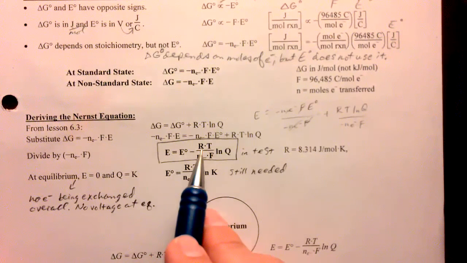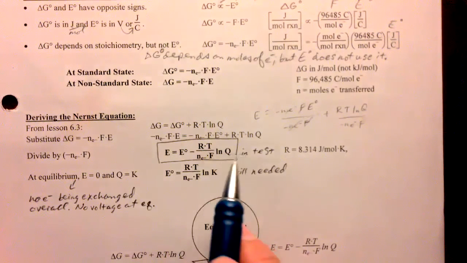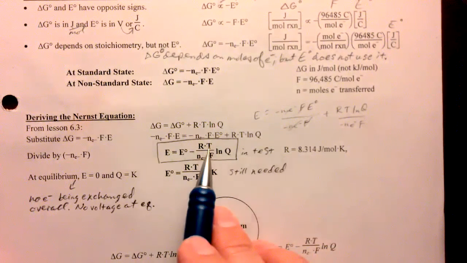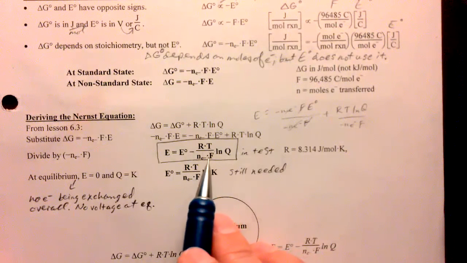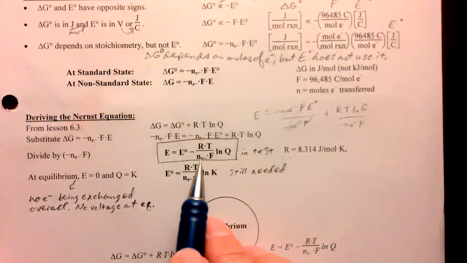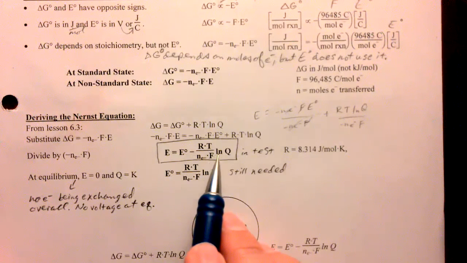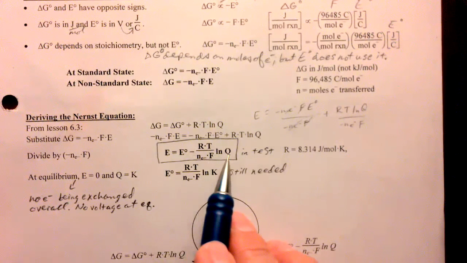Here's that R value we've seen so many times. Remember to use the one with joules in it. The Kelvin temperature. This is going to convert your moles of electrons to coulombs, because remember, voltage is rated in joules per coulomb. And the natural log of your reaction quotient in your current conditions. So capital Q.